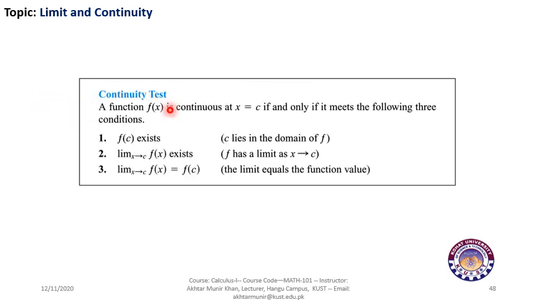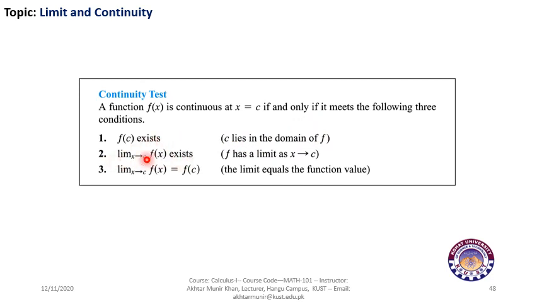Continuity test. There are some steps to check whether a function is continuous at a certain point. We see these steps in the following test. Suppose we have a function f of x. Then the function is continuous at the point x equals c if and only if it meets the following three conditions. The first condition is that f of c must exist and be finite. That is, c lies in the domain of f.